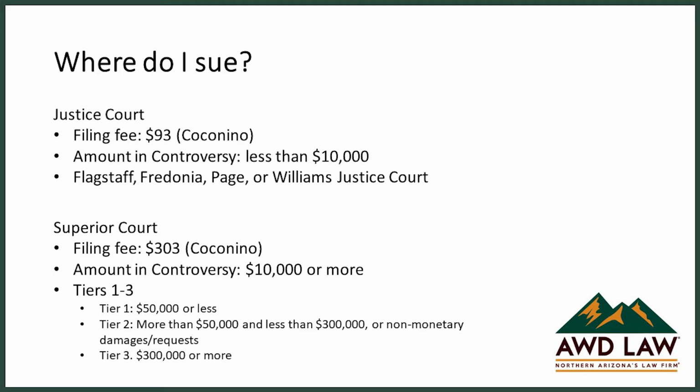Tier 1 is $50,000 or less. Tier 2 is more than $50,000, but less than $300,000, or non-monetary damages or requests. So that's if you were seeking an order from the court that somebody complete a contract, finish some work on a house, sell you a house. Non-monetary damages or requests fall into tier 2. Tier 3 is $300,000 or more or complicated civil cases.